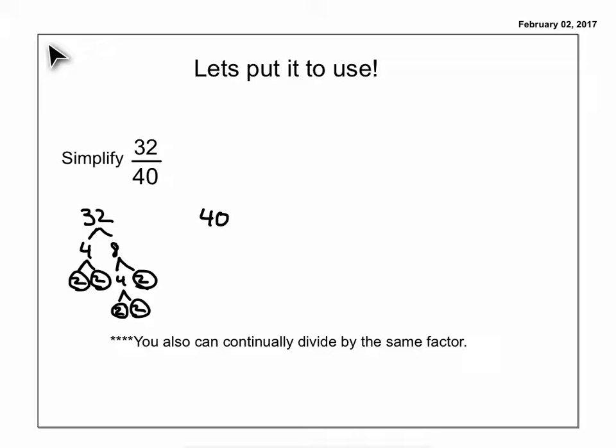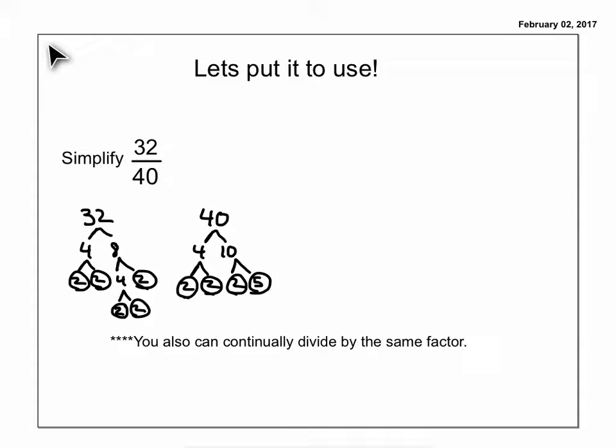So 40 could be 4 and 10, or really any two factors you choose. It doesn't matter. You'll always get the same prime factors at the very end. 4 is composite. Let's break it down to 2 times 2. And 10 is also composite. Let's break it down to 2 times 5. And now these are all prime numbers.